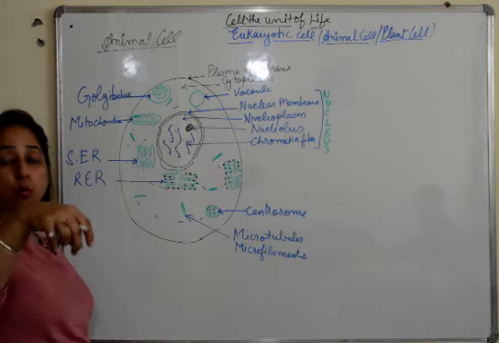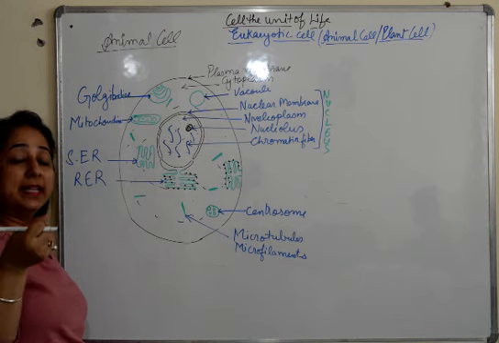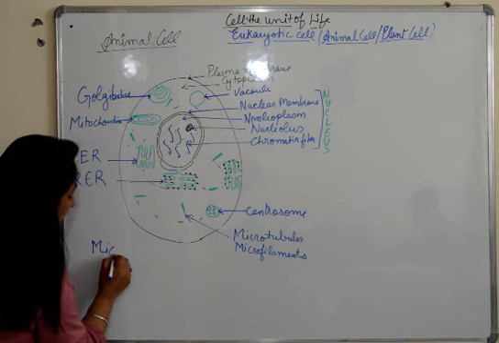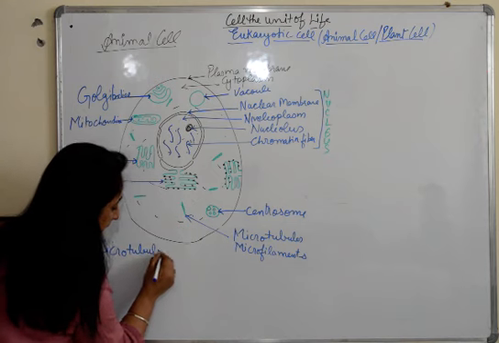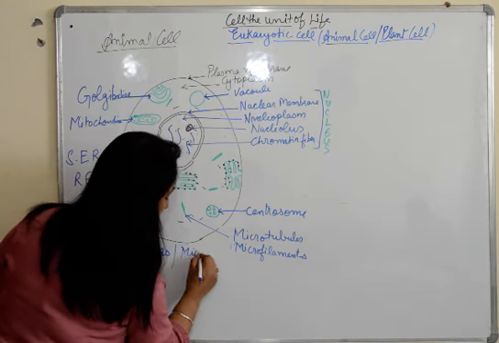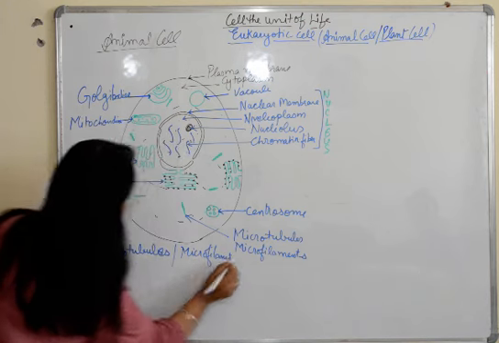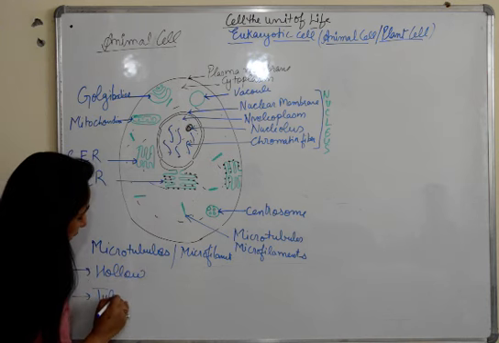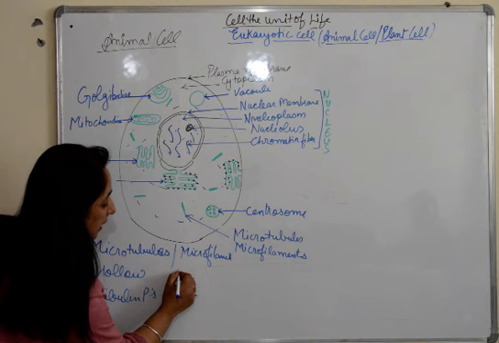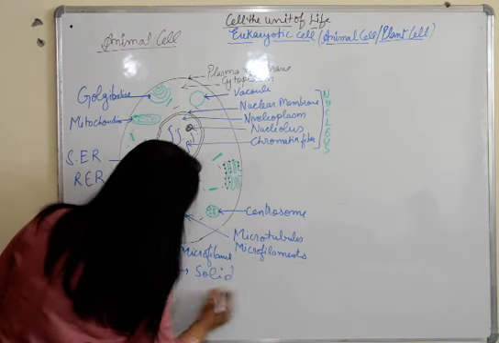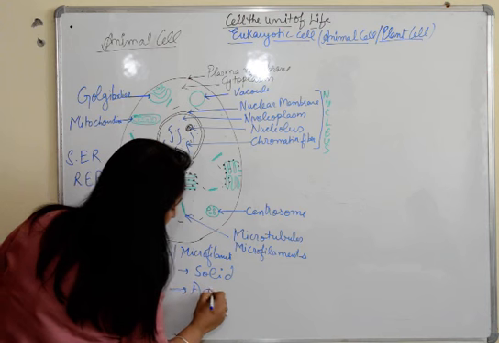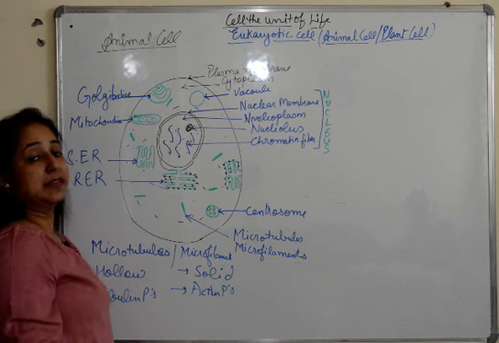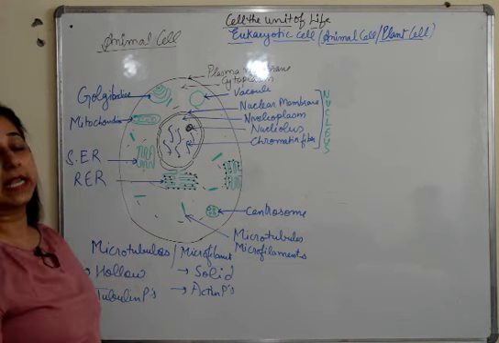Microtubules are hollow and made up of tubulin proteins. I'll write here for your reference, both of them provide cytoskeleton. Microtubules are hollow, cylindrical, and made up of tubulin protein, whereas microfilaments are solid cylinders made up of actin protein. These are the names of the proteins by which these tubules and filaments are formed. So these provide a cytoskeletal structure.